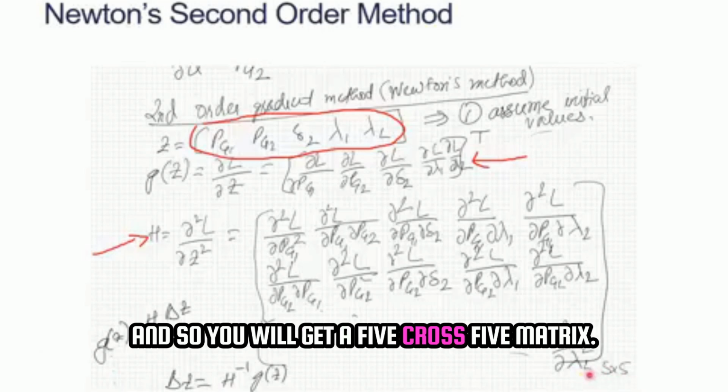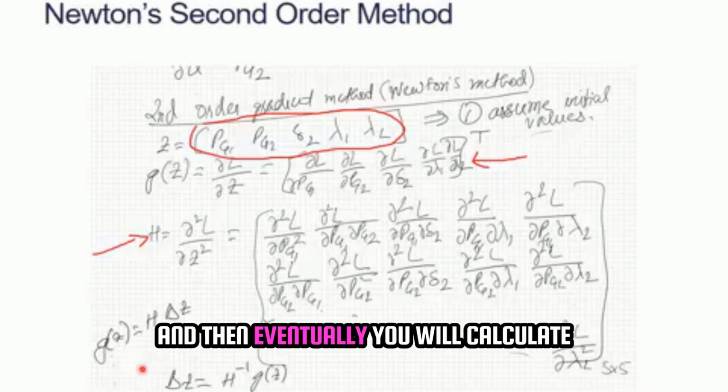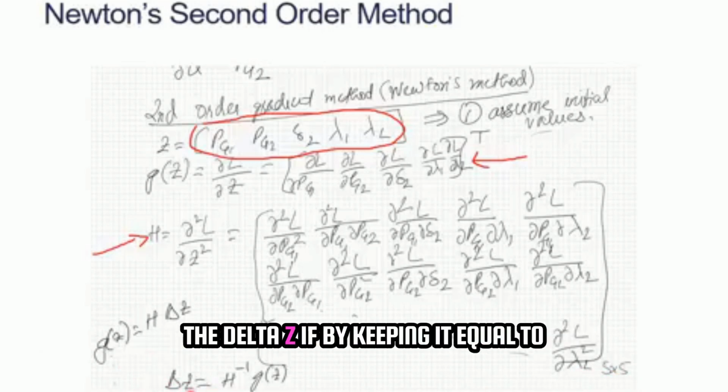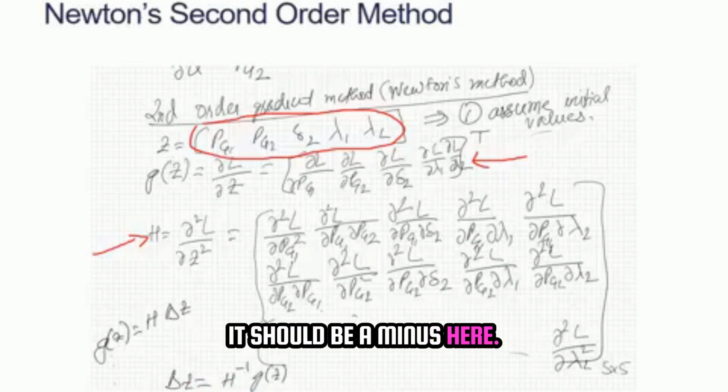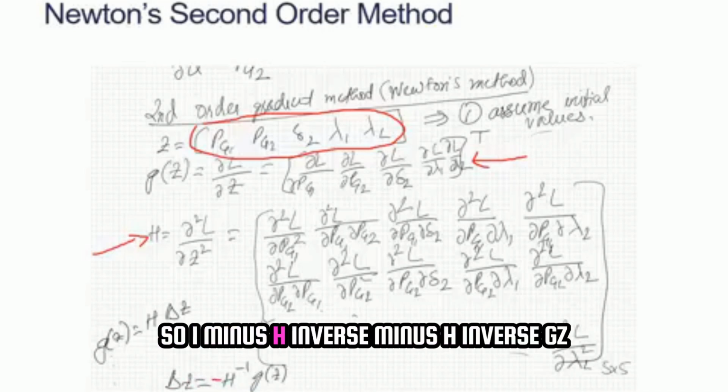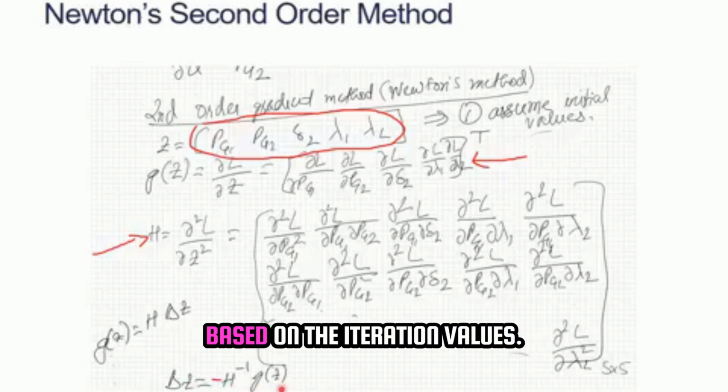So you will get a 5 cross 5 matrix, and then eventually you will calculate the delta Z by keeping it equal to, sorry, I missed a minus sign here. It should be a minus here. So delta Z equals minus H inverse GZ, and you'll keep on updating based on the iteration values. And then once the update is very small, then you can stop.